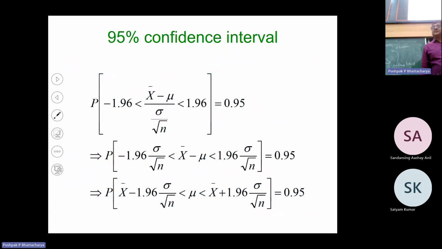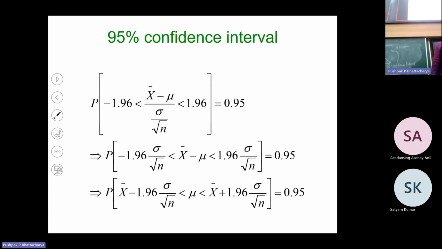For a 99% confidence interval, minus 1.96 will become minus 2.58, and plus 1.96 will become plus 2.58. So then what can we say? The gap will decrease or increase? Increase. The gap between the lower limit and the upper limit will increase for the 99% confidence interval.